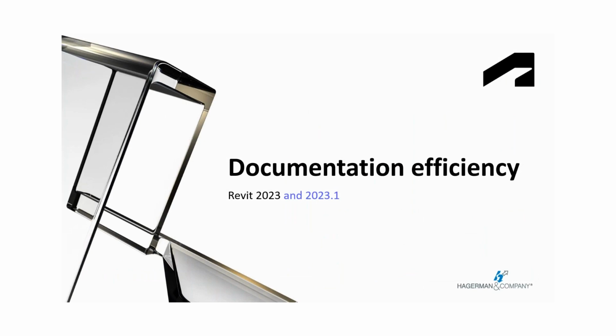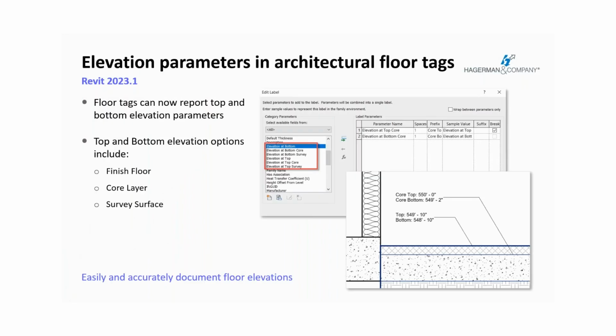And last but certainly not least here, we have a whole slew of improvements for documentation efficiency. Let's take a look at these. There's some really good stuff in here. You can now easily document the top and bottom of floor elevations in architectural floor tags, choosing between finish, core, or survey elevations. If you want to take advantage of this, you can edit your existing floor tag and you will find these new parameters available in the label dialog box.